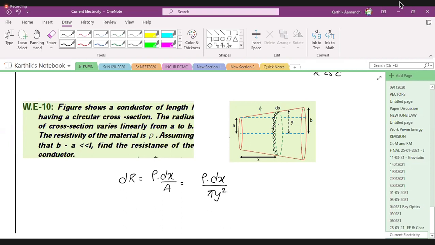We should integrate dx from a to b, right? Yeah, but see, dx and y square, y is also changing, no? Yes. Y will be from A to B. So we can take y in terms of a and b, right? Okay, that's what I'm telling. Do something.